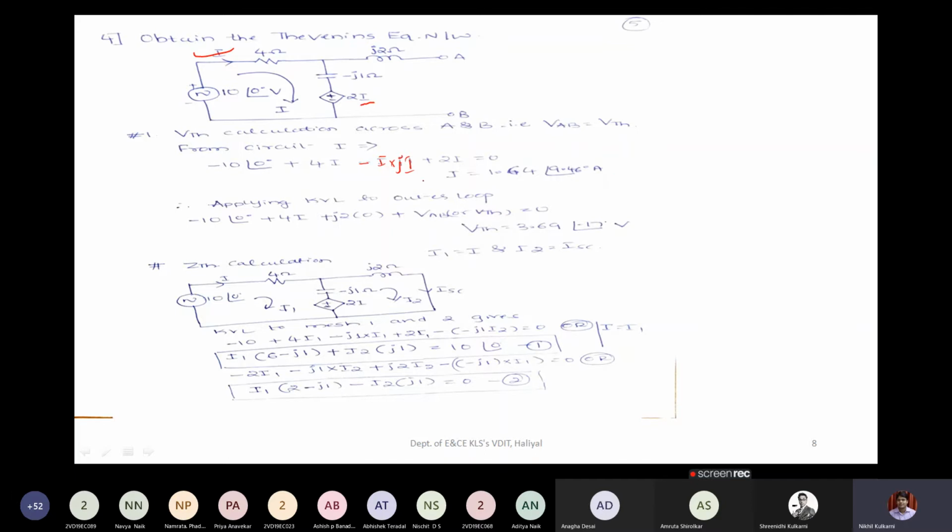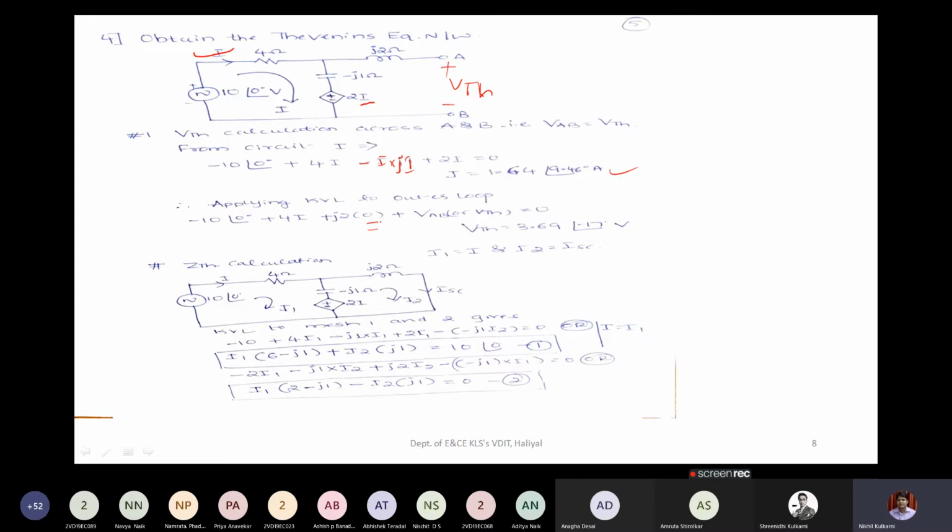Now once you get the current, apply KVL to the outer loop. Why are we applying KVL to the outer loop? Because we require the voltage. What is the voltage? It is this voltage VTH, the voltage across j2 and the voltage across this. So applying KVL to the outer loop, you will get again minus 10 at an angle, 4 times I plus j2 into 0, which I have written.